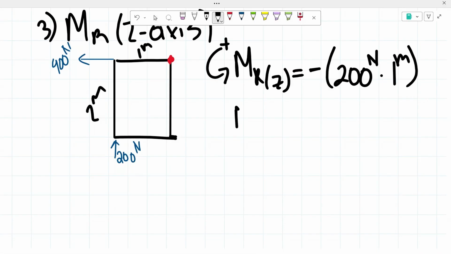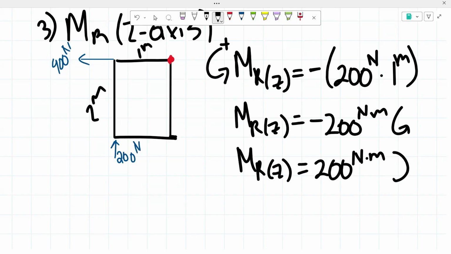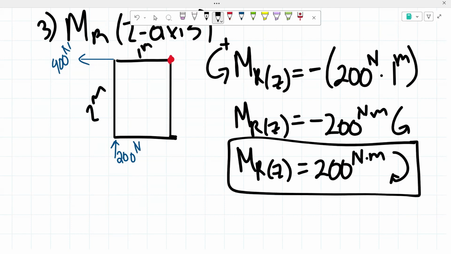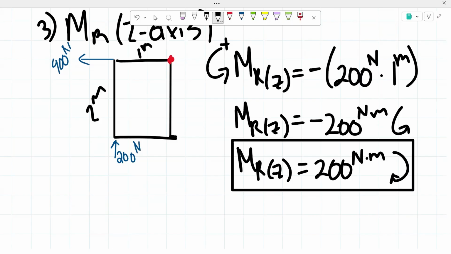So we end up getting that our resultant moment about the z-axis is equal to negative 200 Newton meters going counterclockwise, but we want that in positive numbers, meaning that we have positive 200 Newton meters acting counterclockwise about that z-axis. And now we're completely done with this example. We have found the resultant moment of that 3D block. And we were able to find that resultant moment about the 3D block because remember, we found the resultant moment about those three axes, the x, y, and the z axis and its direction.